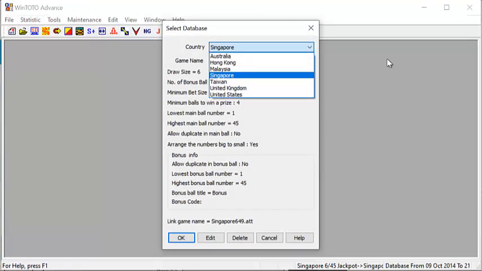WinToto Advance consists of Australia, Hong Kong, Malaysia, Singapore, Taiwan, United Kingdom, and United States data. Today, we will only be discussing the Singapore data with you. Thank you so much.